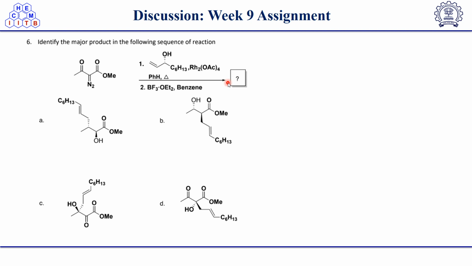Moving to the next question, identify the major product in the following sequence of reactions. That is, this compound upon treatment with this particular compound and this BF3 etherate, what will be the major product of this reaction?